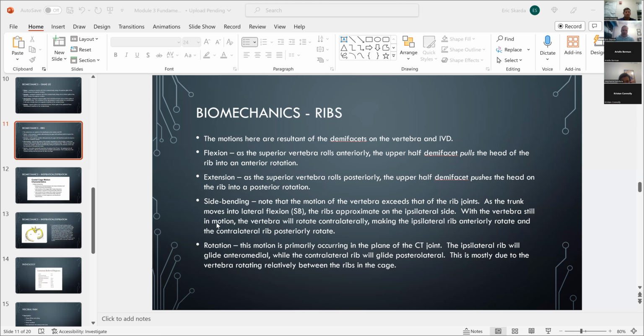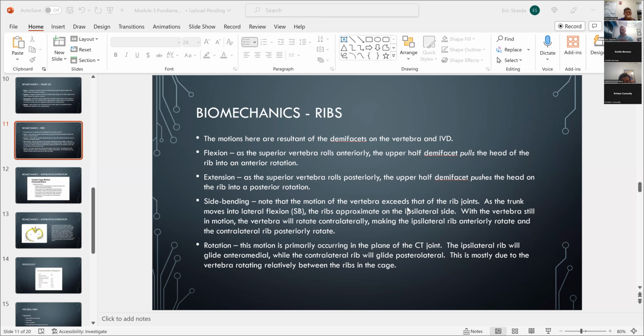Okay. Side bending, to me, is where it tends to get a little more complicated, and the reason for that is this first sentence here: the motion of the vertebra will exceed that of the rib. The rib joints don't move quite as much as the vertebral joints, and that's why this oddity of biomechanical movement will occur.